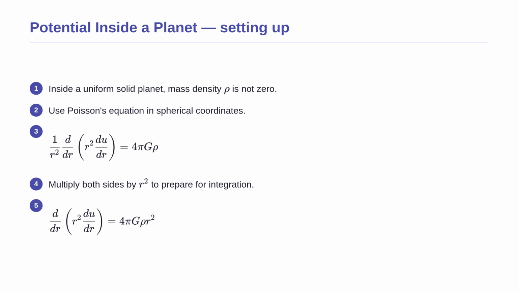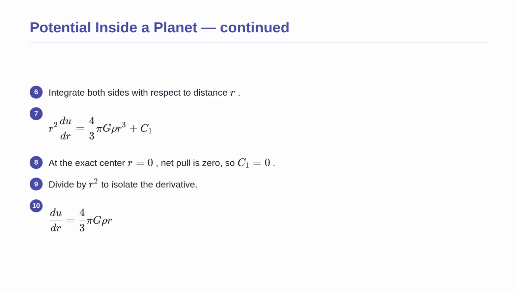To begin solving this, we first multiply both sides of the equation by the squared radius. This moves the radius term from the denominator on the left over to the right side, making it much easier to integrate. With our equation prepared, we integrate both sides with respect to the distance r. The derivative operator on the left is removed, and on the right, integrating the squared radius gives the radius cubed divided by 3, plus a constant of integration, C1.